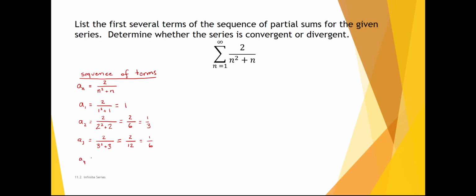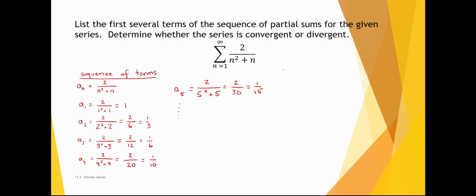A sub 4 is 2 divided by 4 squared plus 4, which is 2 divided by 20, or 1/10. A sub 5 is 2 divided by 5 squared plus 5, which is 2 divided by 30, or 1/15. And we know that we could keep going if we wanted to. So that's the sequence of terms.